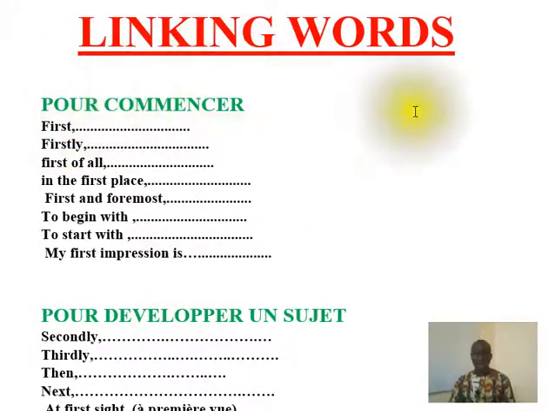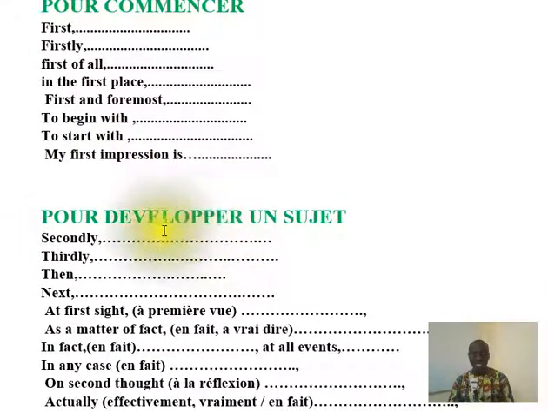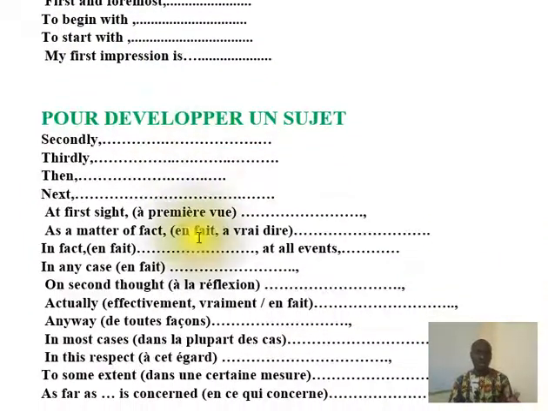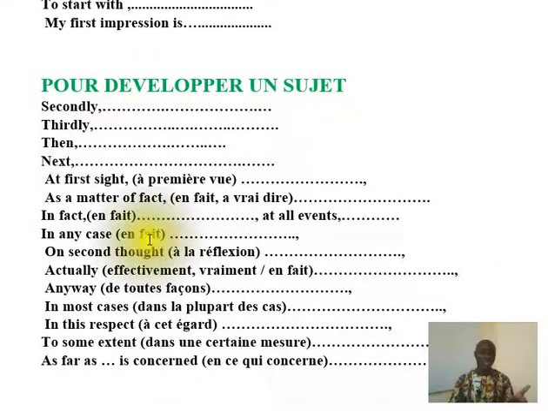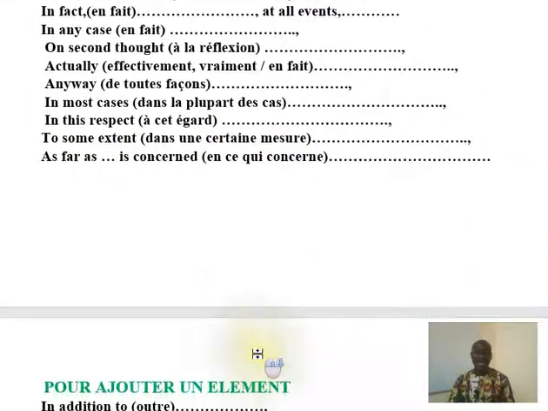Okay, dear friends, today we have started working on the keywords. We have seen how to start, and here we have given some elements. First of all, in the first place, first and foremost, to begin with, or to start with, and my first impression is. And then we have given some expressions on how to develop what we call a subject or a discussion or a debate. We have seen some expressions, some of them are, you know, secondly, thirdly, then, next, afterwards, as a matter of fact, in fact, at all events, in any case, on second thought, actually, anyway, in most cases, in this respect, to some extent, as far as is concerned.